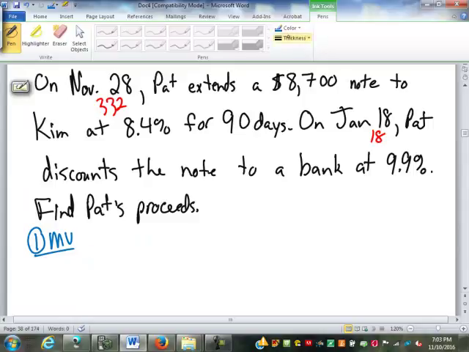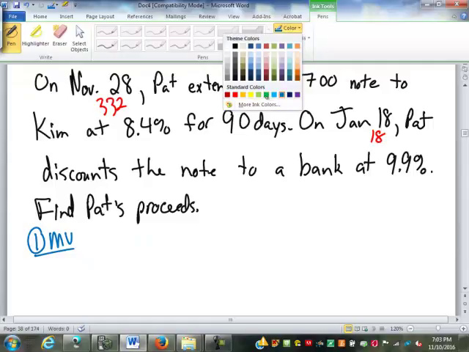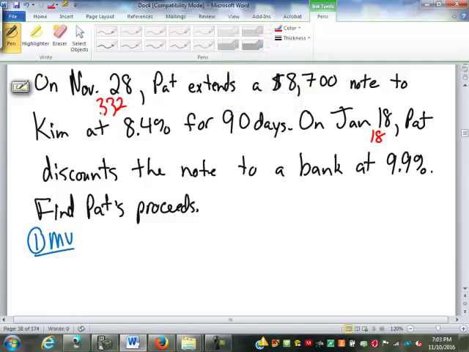So let's go through our steps. Our maturity value. We've got to find the days from the inception of the note until it's discounted. Since we're going past the end of the year, there are two ways we can do it, but the way that makes the most sense to me is going from November 28th to the end of the year. That's 365 minus 332, which is 33 days. And then we're going another 18 days into January, so that's 51 days.